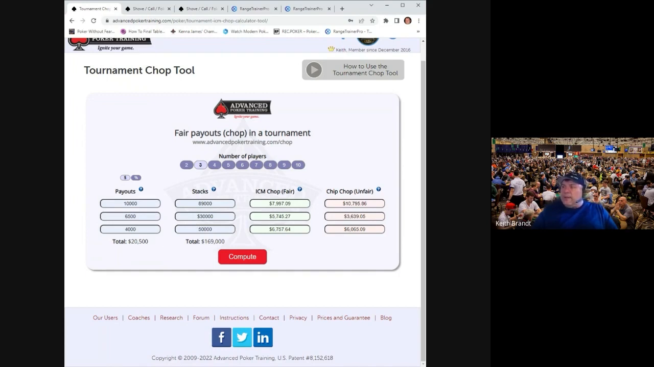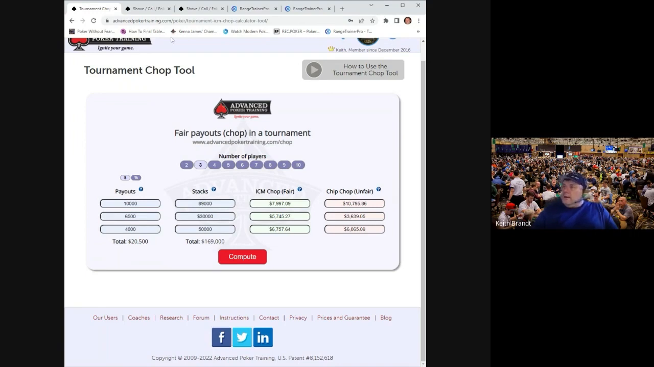And then all you have to do is have everybody count their stacks, put that in, and boom, there you are. And if you show it to them like this, they're going to know that you're being honest and not trying to scam them somehow. So I think this is a pretty useful thing to have on your phone, just ready to go, just in case you get down to the final 3 and you want to chop.